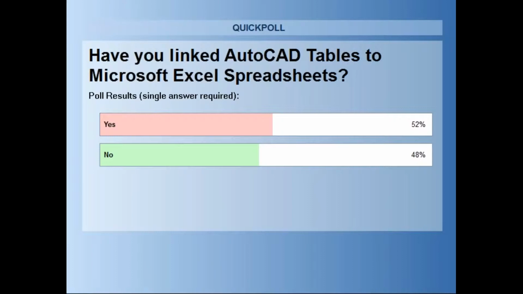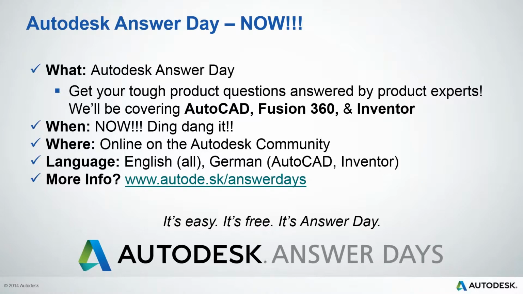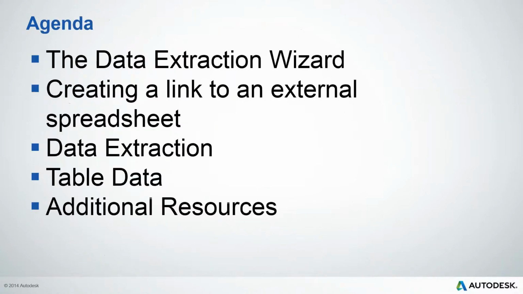I'll hide that, and I'll take us back to the agenda. So again, welcome everybody, and glad to have you here. We are going to talk about the Data Extraction Wizard, which some of you may know as the Enhanced Attribute Data Extraction Wizard. Typically when we're talking about data extraction in AutoCAD, we talk about extracting data from blocks and their attributes.